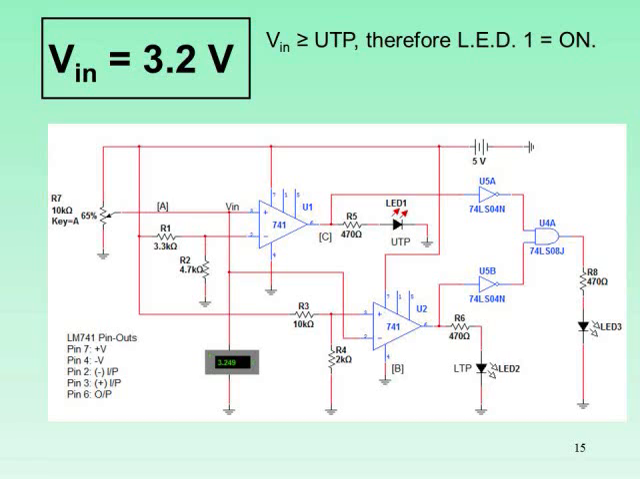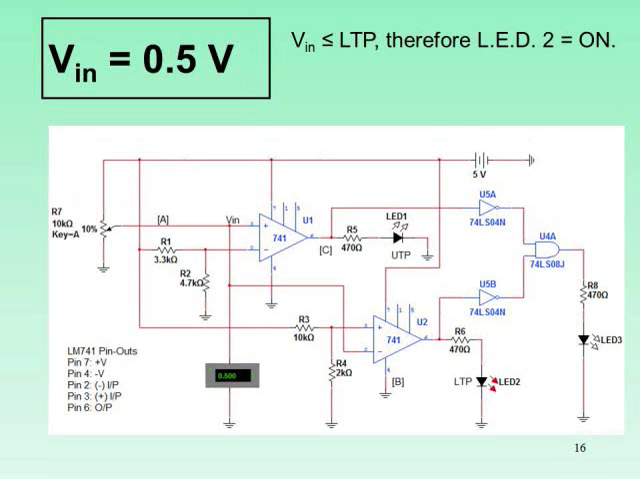So in this case, our input voltage Vin is equal to 3.2 volts. So Vin is equal to or greater than the upper trigger point. Therefore, LED1 is on, and of course LED2 and LED3 are both switched off. Notice for this circuit that when the output of the comparator is at positive Vsat, then the LED will be on. So it's just a little different arrangement than the last circuit.